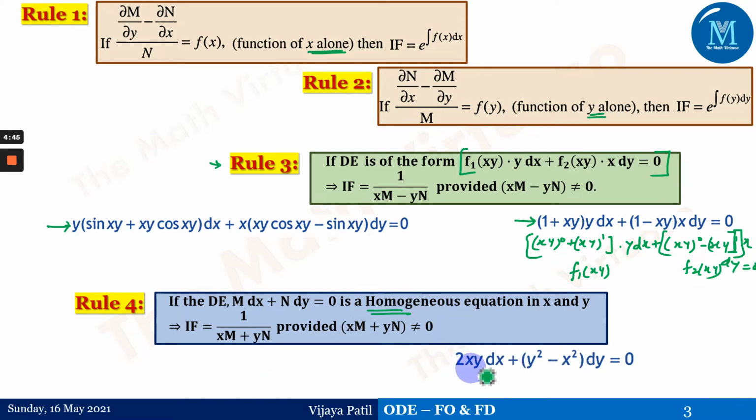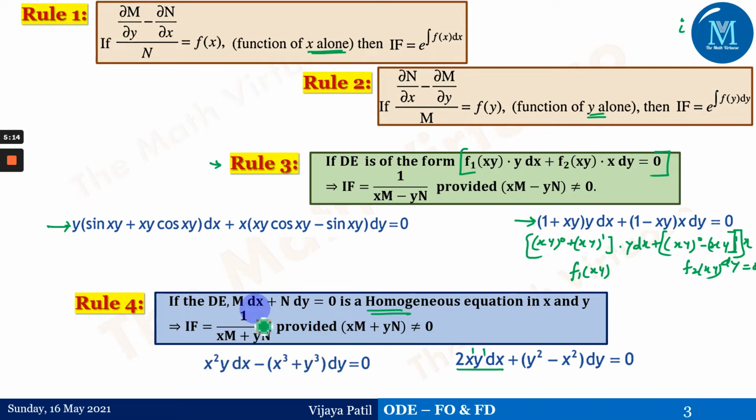For example, 2xy dx plus (y square minus x square) dy is equal to 0. If you observe the first term, x to the power 1, y to the power 1, the degree is 2; y square has degree 2, x square has degree 2. If you want a detailed discussion on how to check whether the given differential equation is homogeneous or not, please follow the I button for partial differentiation, where I have discussed Euler's theorem in detail.